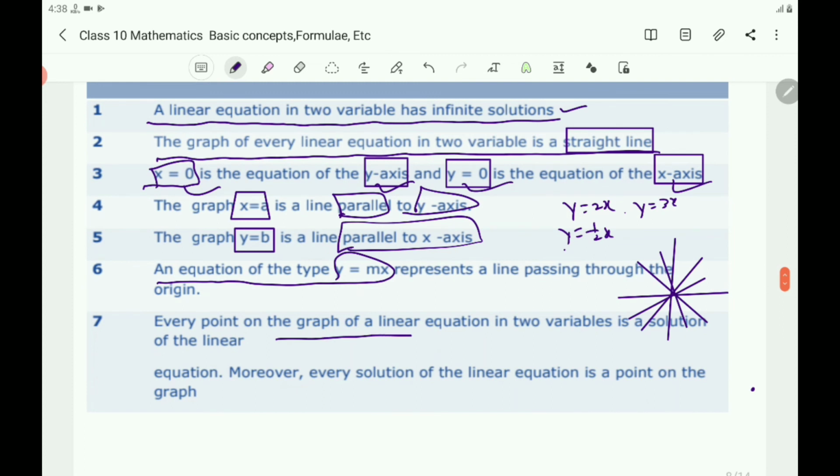Every point on the graph of a linear equation in two variables is a solution. Here you know the nature of the graph of the linear equation in two variables. So consider this is the straight line of the linear equation in two variables. Then infinite numbers of points are there, and every point on the graph of that linear equation is a solution of that linear equation. So all these points on that straight line are the solutions of that particular linear equation in two variables.